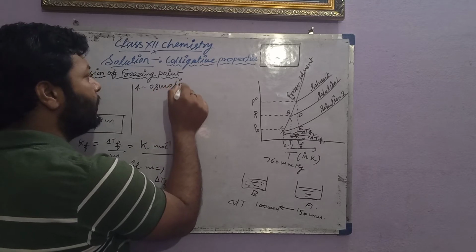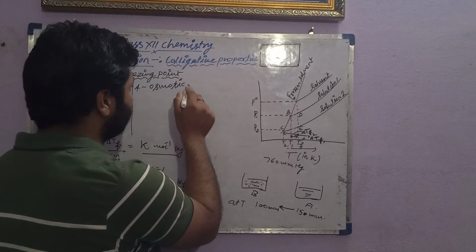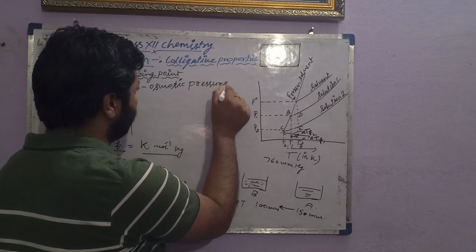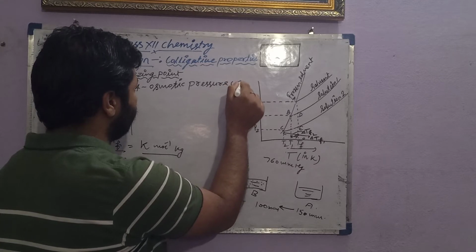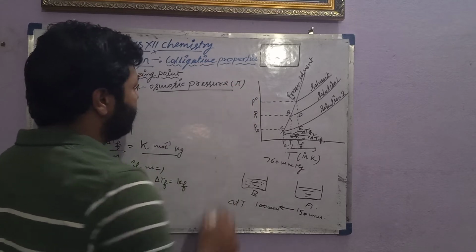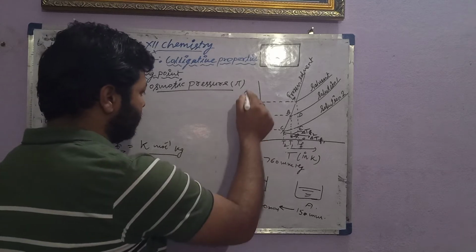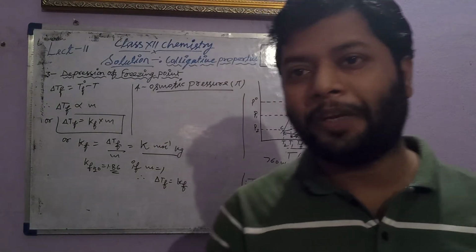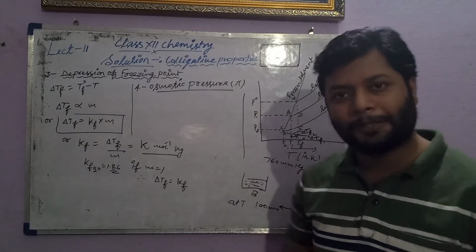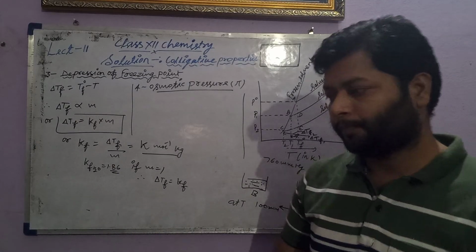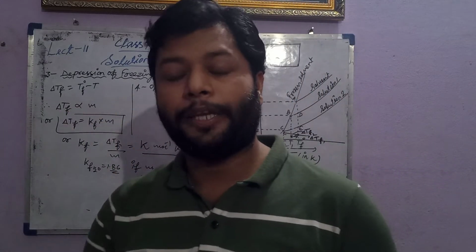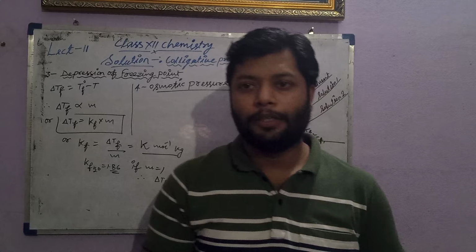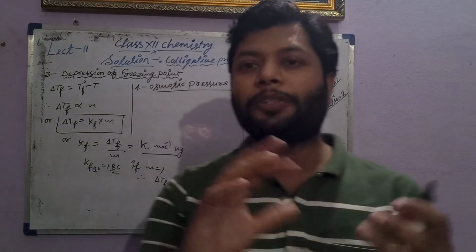How many of you know what osmosis is? Osmotic pressure, indicated by pi, is the fourth colligative property. So how many of you know the meaning of osmosis? Anyone? Fine. So I think you do not know the meaning of osmosis.